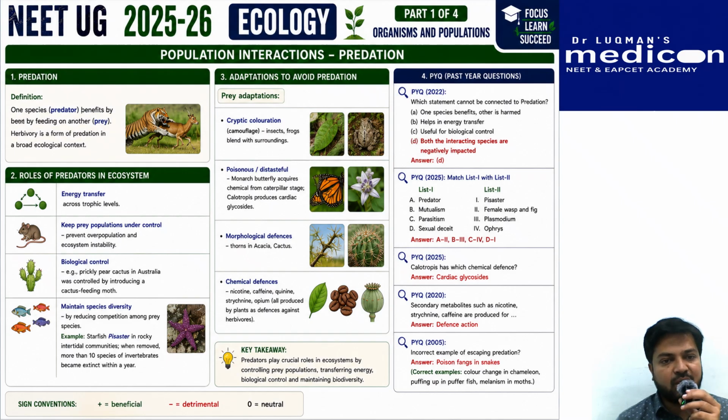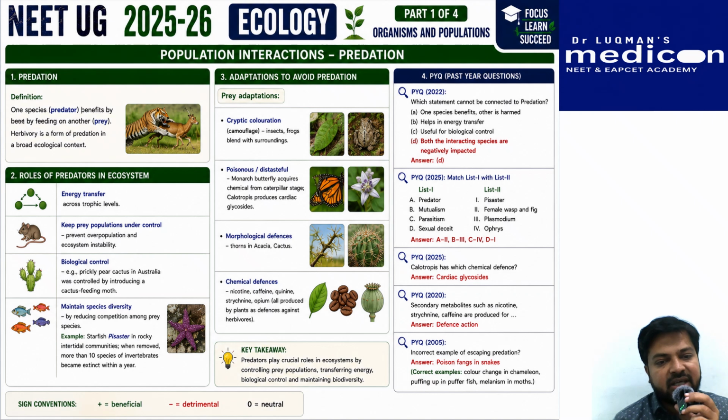Poisonous or distasteful: the monarch butterfly acquires the chemical from the caterpillar stage. Calotropis produces cardiac glycosides, and that's how they become poisonous or distasteful, so that if any predator attacks, it is going to die or the prey is going to live. Morphological defenses, for example, thorns in acacia and cactus. These thorns prevent animals or any other organisms from destroying the plant. Chemical defenses: nicotine, caffeine, quinine, strychnine, opium, all produced by plants as defense against herbivores.